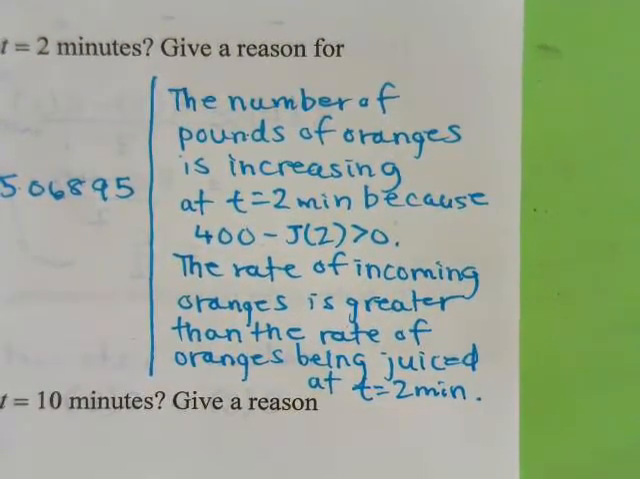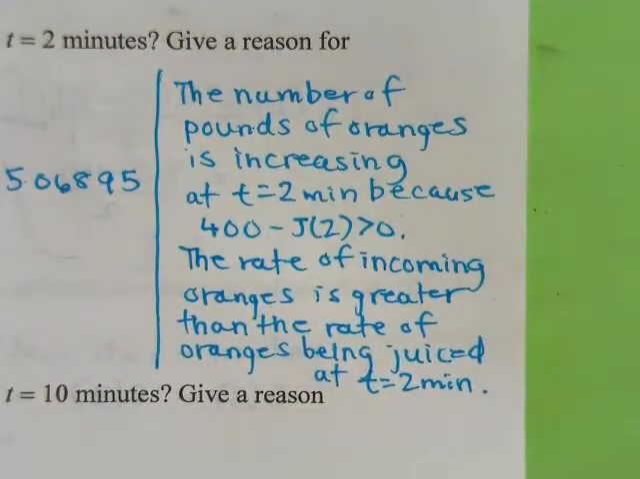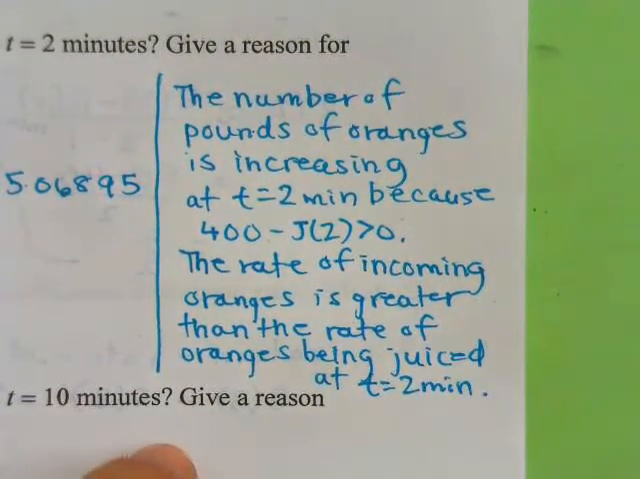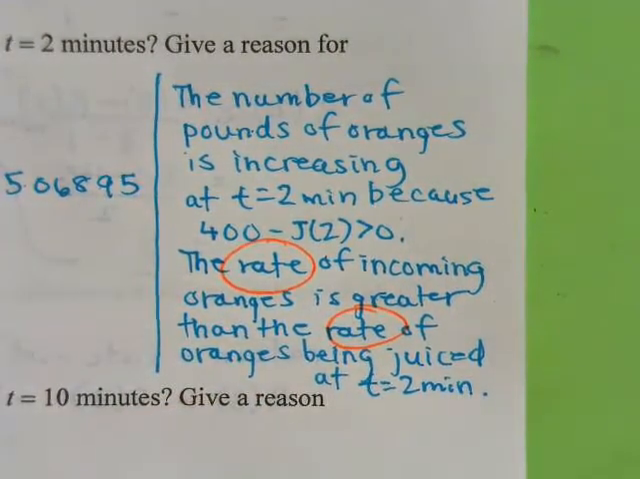Again, you can be flexible with the second sentence. You can say the rate of incoming oranges is greater than the rate of oranges being juiced. You can also say the rate of oranges being juiced is less than the rate of incoming oranges. Either one is the same thing. Just like in English, make sure you are comparing apples to apples. I mean oranges to oranges, in this case. So make sure you're really writing rate and rate. You cannot just say the incoming oranges, because that's different. You have to say the rate of the incoming oranges, and then the rate of the oranges being juiced. Rate to rate.